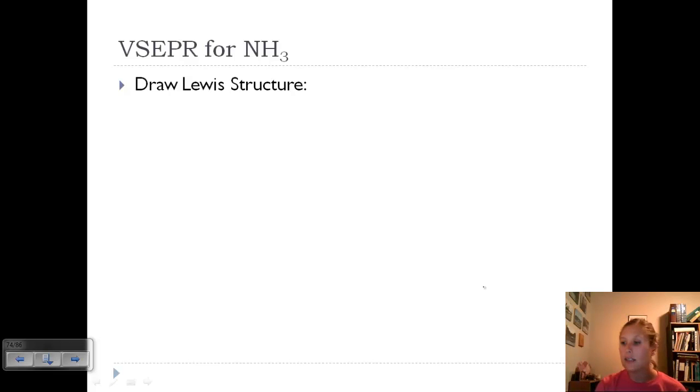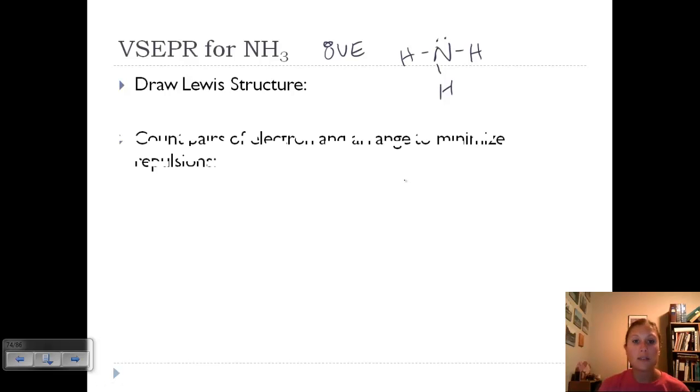Okay, so let's look at the VSEPR for NH3. The first thing you would need to do is draw the Lewis structure. Nitrogen donates 5 and hydrogen donates 1, so that gives us 8 valence electrons. Nitrogen goes in the center. We have a hydrogen, hydrogen, hydrogen, and I know nitrogen needs 8 to be stable, and so we have 1 lone pair. So that's our first step.